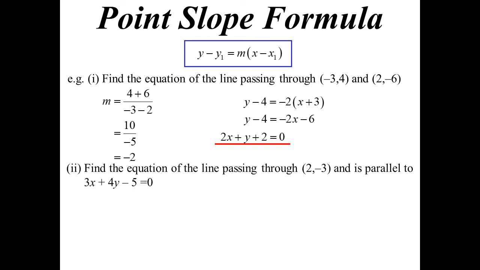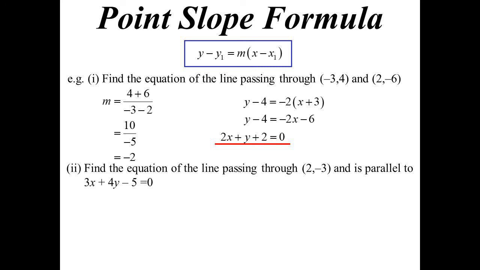Find the equation of a line. It's going through (2, -3), and it's parallel to 3x plus 4y minus 5 equals 0. So I need a point and a slope. I have a point, (2, -3). I don't have a slope, but I'm told it's parallel to this line. Parallel means they have the same slope.